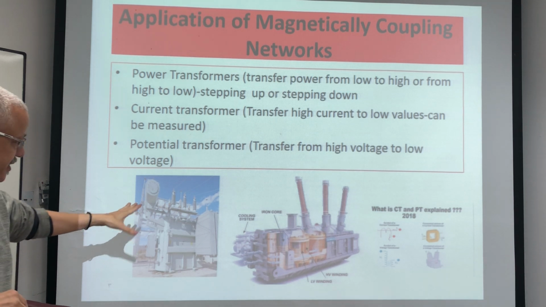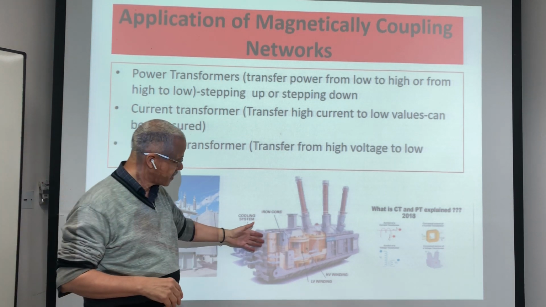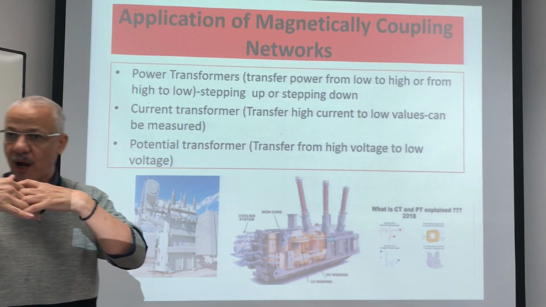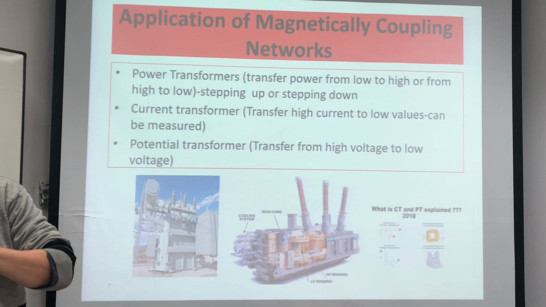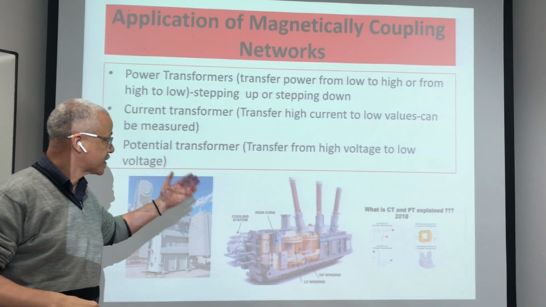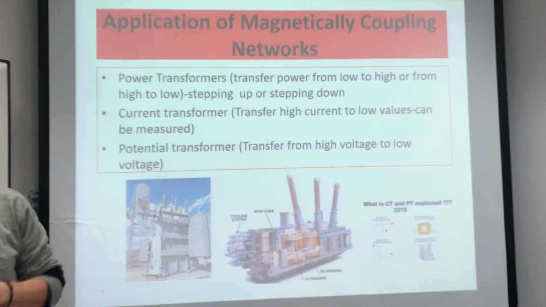If you look here, this is the shape of the power transformer. This is another one with the inside shown. There is a core inside, and there are two coupling coils, called the primary and secondary, inside.